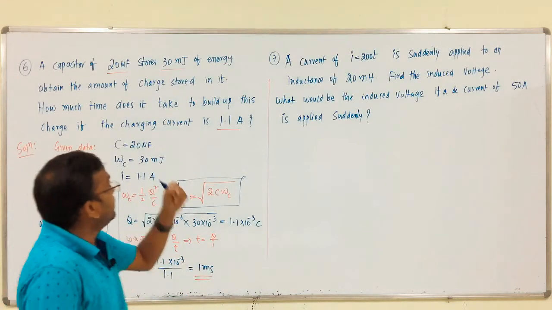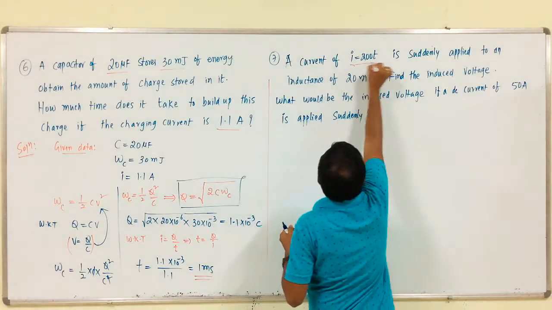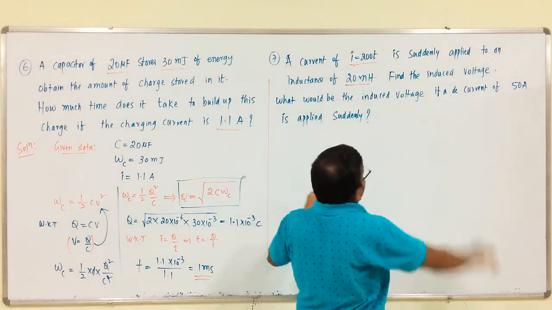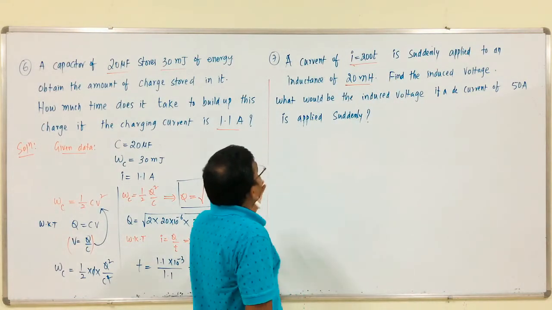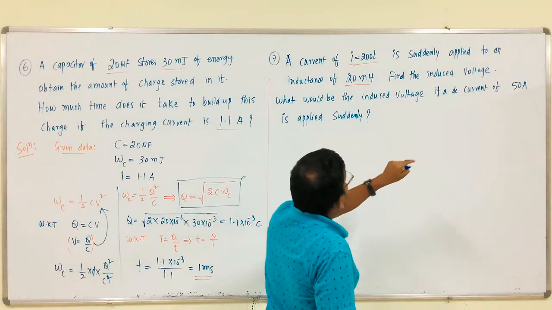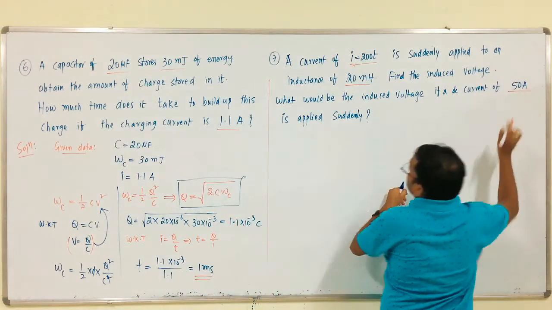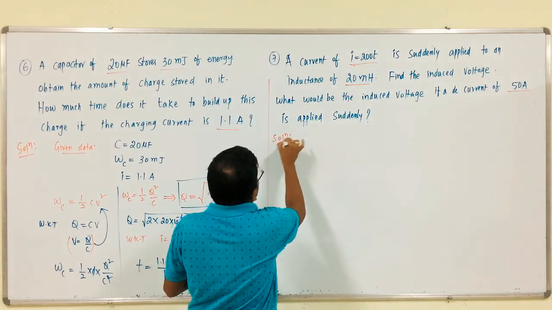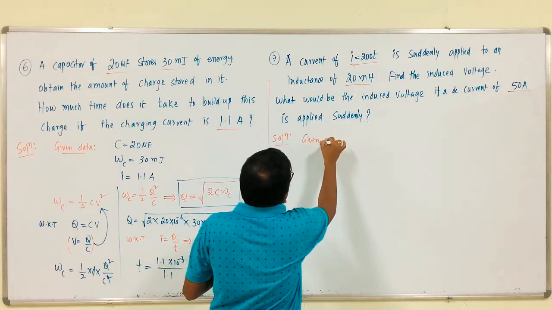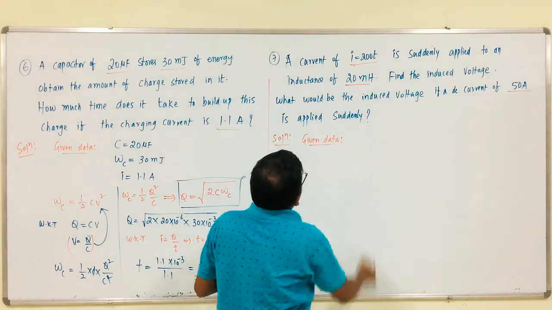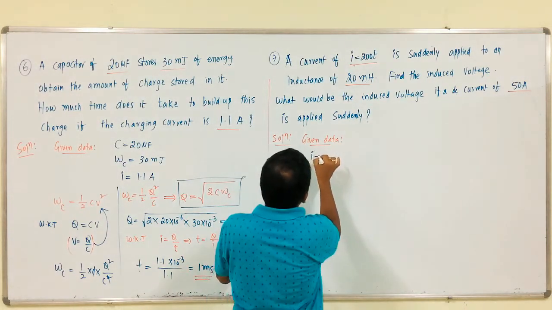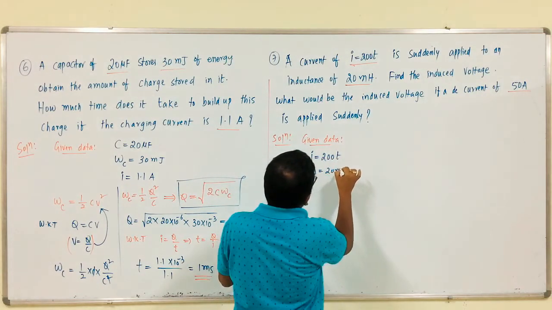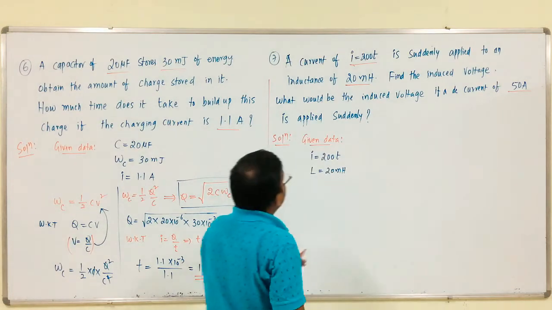Okay. Next, a current of I equals 200 t is suddenly applied to an inductance of 20 millihenry. Find the induced voltage. What would be the induced voltage if a DC current of 50 amps is applied suddenly? We have two cases. Given data is I equals 200 t and L equals 20 millihenry. Find the induced voltage.